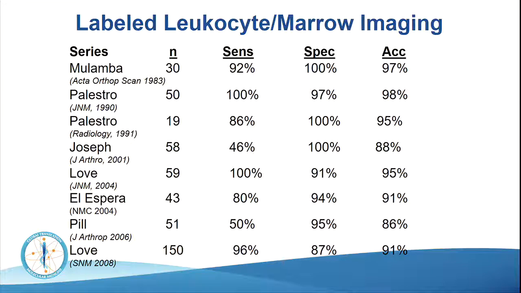These are data on combined labeled leukocyte marrow imaging that go back more than 30 years. I believe there may be one more paper that I haven't included. The important thing to note is that, despite the fact that these are single institutional studies, the specificity of the test in virtually every series that has been published has been quite high, and the sensitivity of the test in all but three of the published studies has also been quite high.